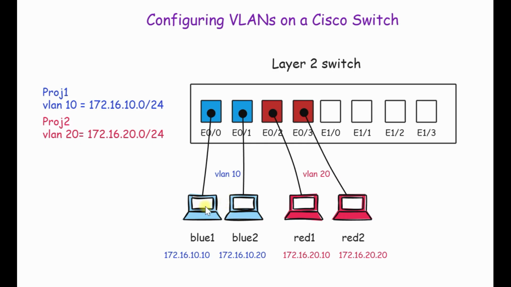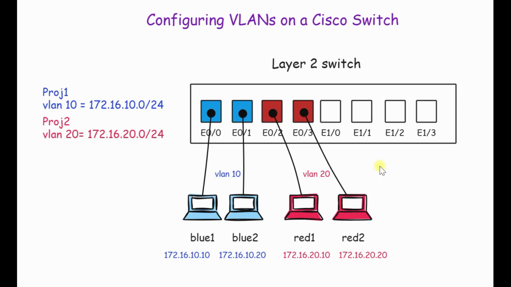So after putting these interfaces into their respective VLANs, these two machines, blue 1 and blue 2, should be able to ping each other. Same thing with VLAN 20, the red ones: these two machines should be able to ping each other. However, machines from VLAN 10, in blue, cannot ping machines in VLAN 20 and vice versa. So the red ones also cannot reach the blue ones. Because this is just a layer 2, there is no gateway.